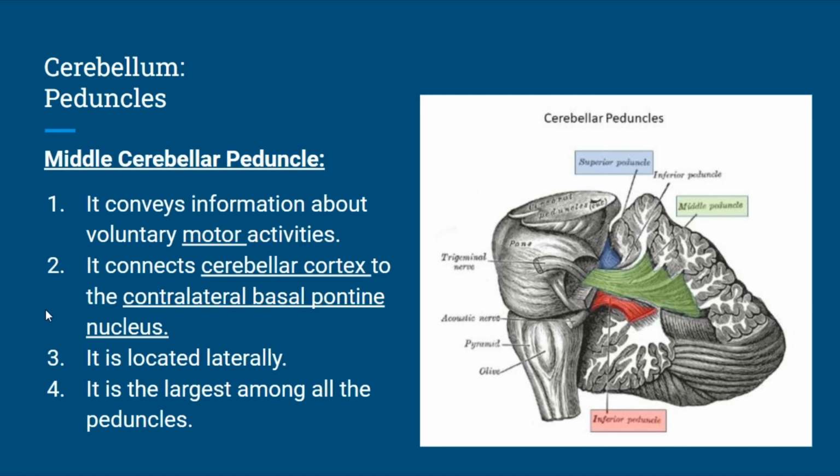The last one is the middle cerebellar peduncle. So this greenish structure that you see here is the middle peduncle. It conveys information about the voluntary motor activities. Then it connects the cerebellar cortex to the contralateral basal pontine nucleus. It is located more laterally, and it is the largest among all the peduncles.